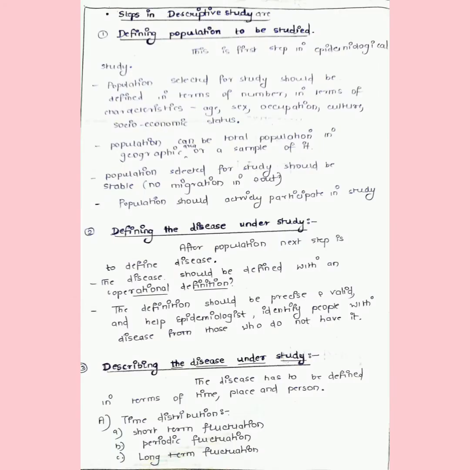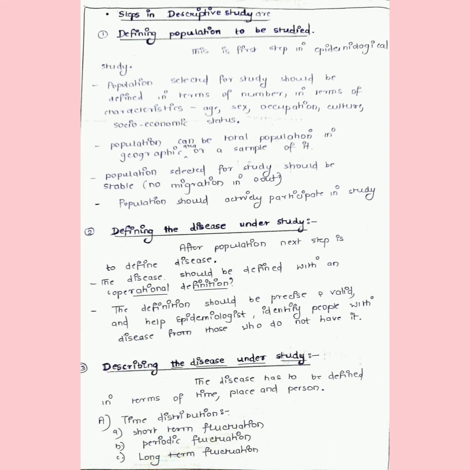So these are the steps in a descriptive study. First, defining the population to be studied. We have selected a population for the study, so we have to first define it in terms of numbers and in terms of characteristics, like I said before: age, sex, occupation, culture, ethnic origin, socio-economic status. Everything should be known about the population. Like I said, there is always a link. There could be a risk factor associated with anything. The population can be the total population, or we can take a sample of it, and it should be stable. There should not be migration in and out of the population, because this will disrupt our study. And there should be a healthcare facility nearby. Also, the people should actively participate in it.